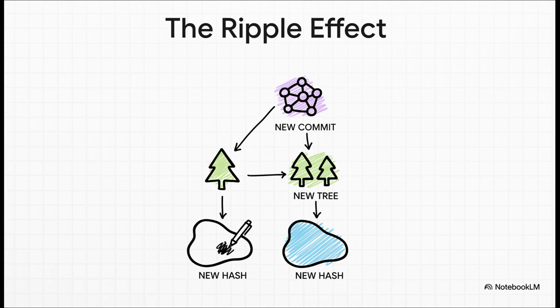So this creates this amazing ripple effect. If you change even one byte in one file, the blob for that file gets a totally new hash. Now, since the tree that points to that blob now has new content, the tree gets a new hash. And then, since the commit points to that tree, the commit gets a new hash too. The takeaway here is huge. You cannot silently change history in Git. It's impossible. You don't edit old commits, you only ever create new ones.